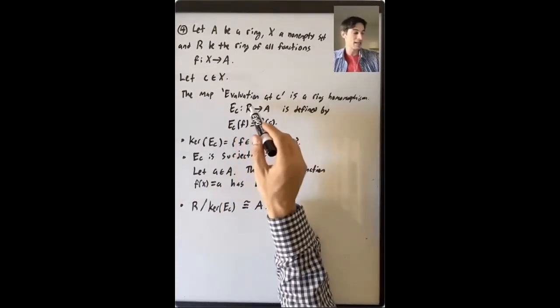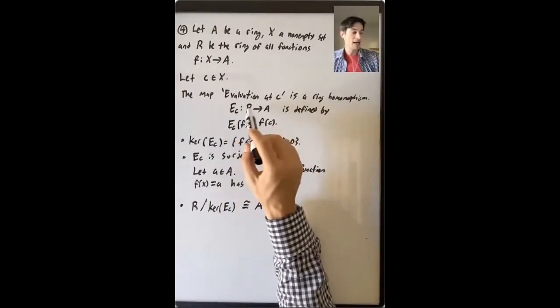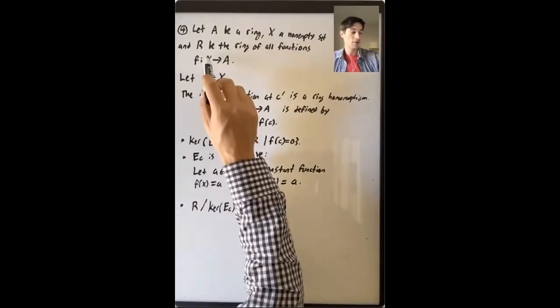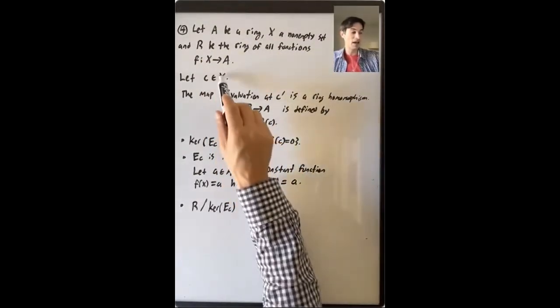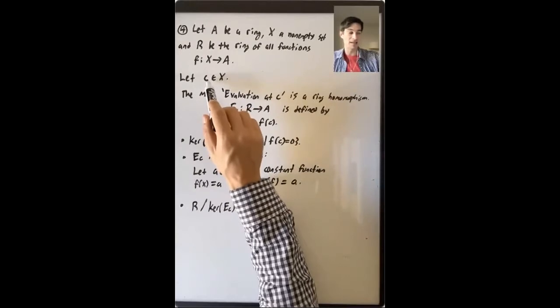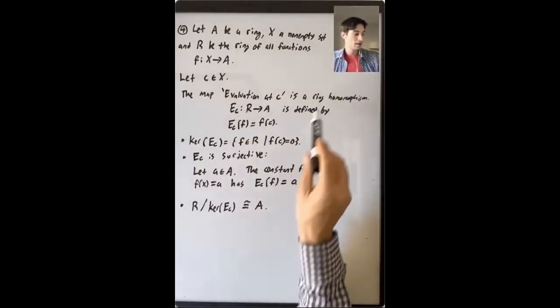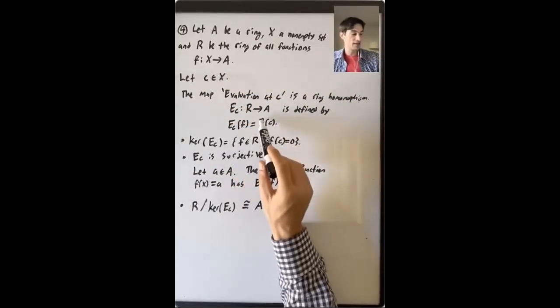So let's say E_c goes from R to A. It takes a function from X to A and sends it to its evaluation at this particular point of X, c. So it's defined by E_c(f) equals f(c).